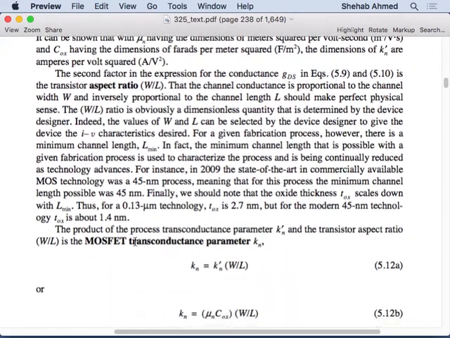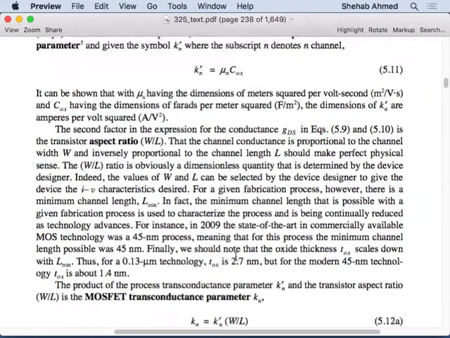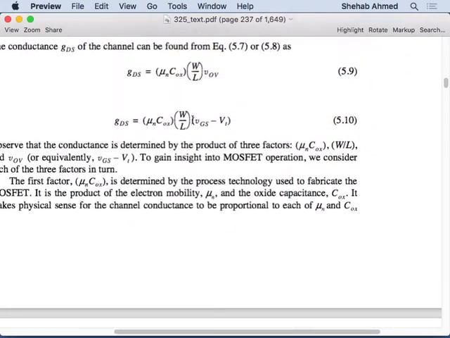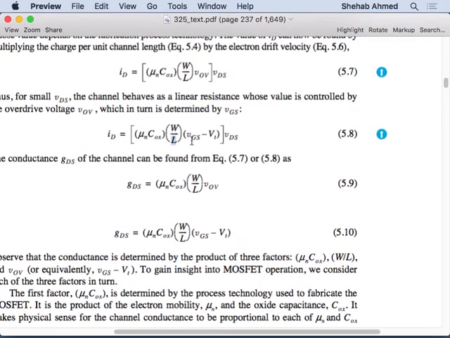Let's see. So W over L is also a process dependent parameter, right? Because W over L is going to define how much current is flowing. You agree? So if I want more current to flow, what do I do to W over L?